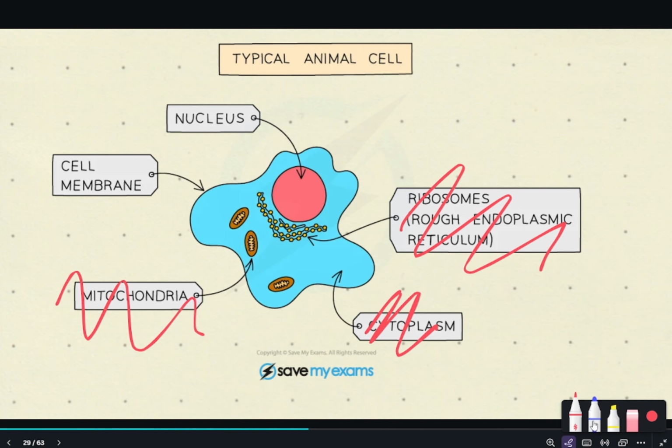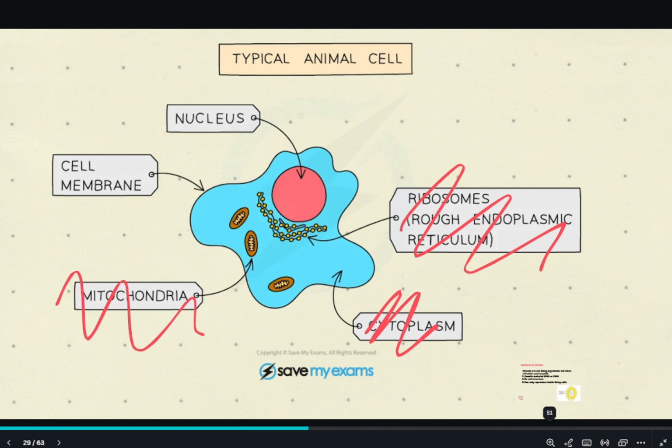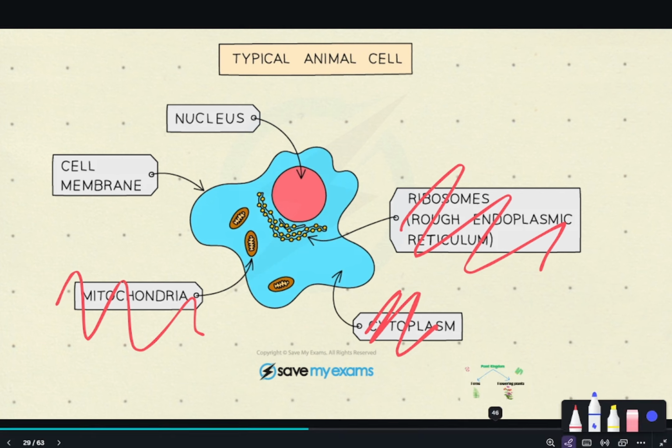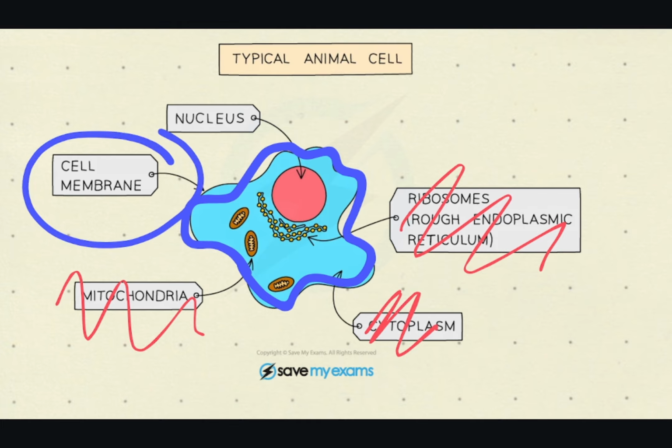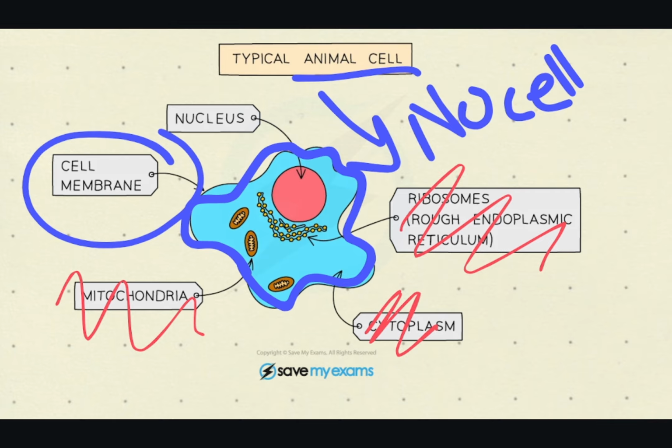What I want you to focus on is the outer layer. This outer layer is made up of something known as a cell membrane, and we also saw the same layer in the plant cell. So an animal cell, what does it lack? It does not have a cell wall. So there is no cell wall.